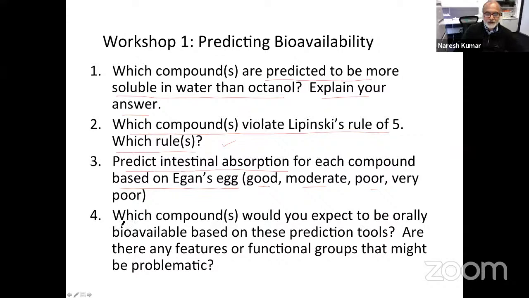And also, which compound or compounds would you expect to be orally bioavailable based on these prediction tools? And are there any features or functional groups that might be problematic? I told you in the beginning that some functional groups, which are reactive functional groups, are not good for drugs because those groups can react with biomolecules and hence cause problems. So this is an exercise for you. You can do it on your own time. You don't have to do it right now because otherwise you'll be stressing out.